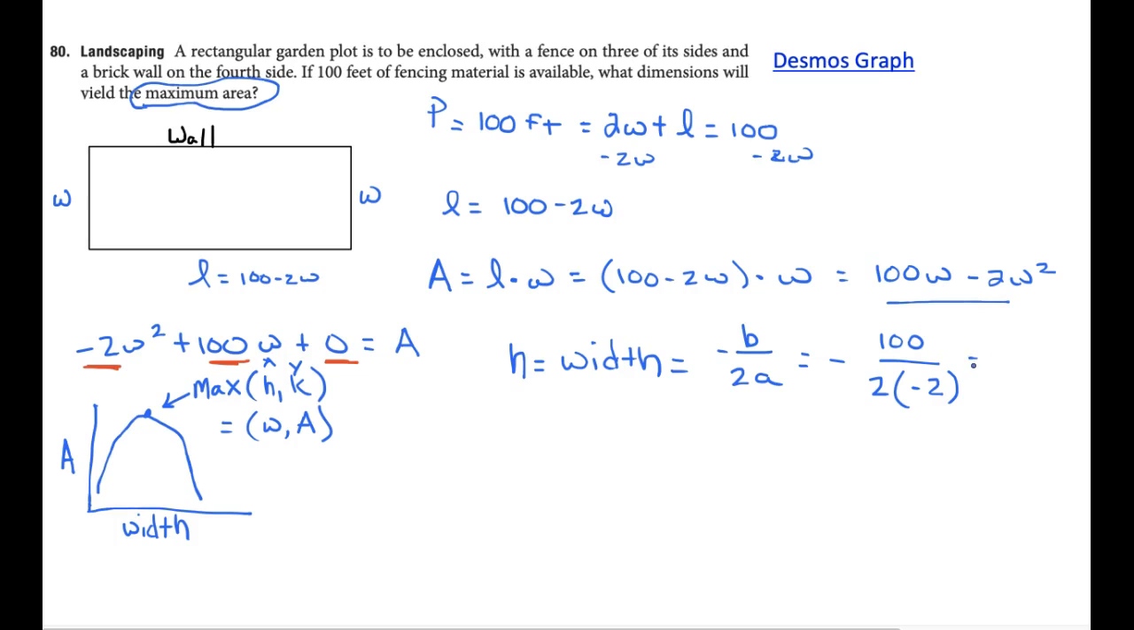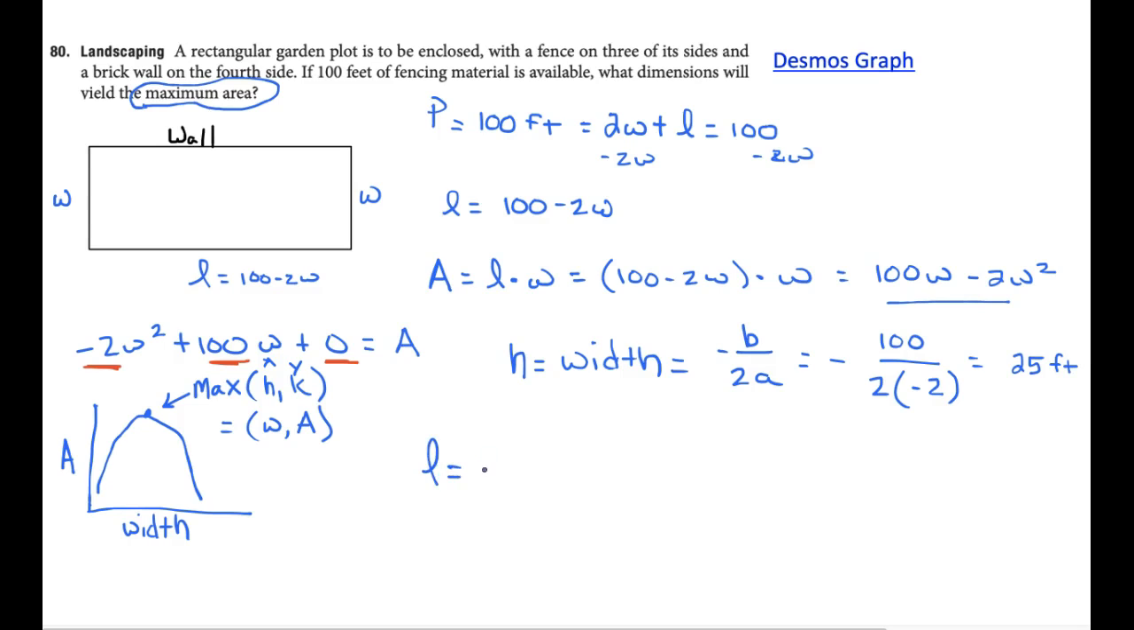All right, so if you work that out, the negative and the negative cancel out. You get 100 over 4, which is 25. And it's in feet, so it's going to be 25 feet. So now we know the width that maximizes the area that's going to be fenced with 100 feet of fencing. We know h, the width, and we need to find the length.